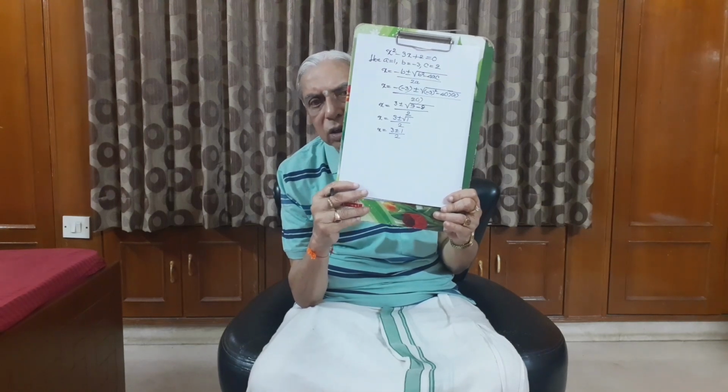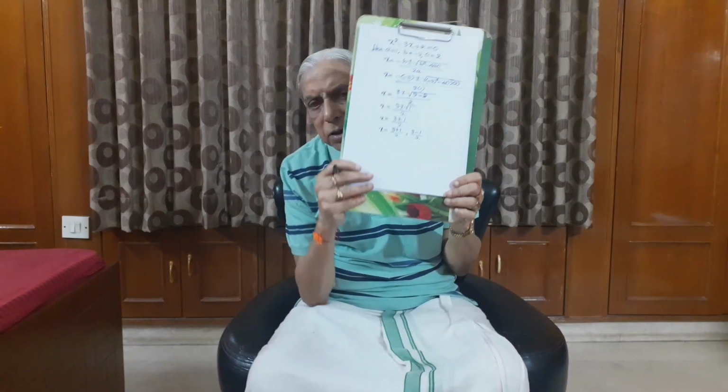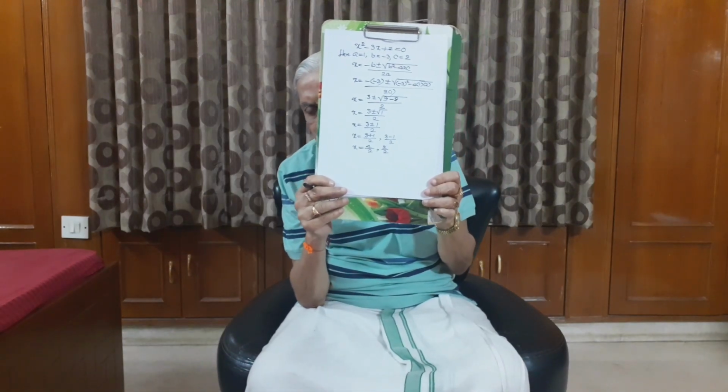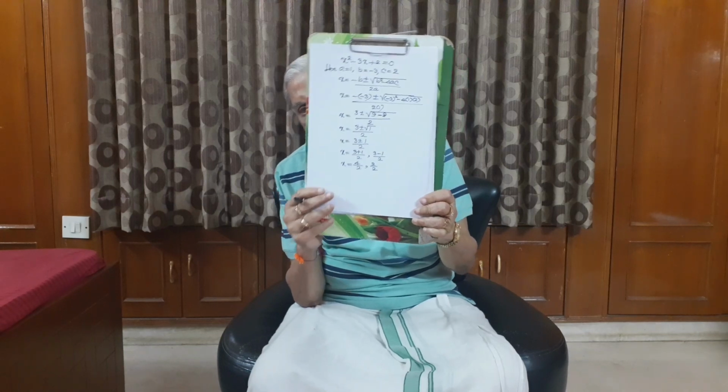There are two roots. Separate them. X is now equal to 3 plus 1 by 2, or 3 minus 1 by 2. They are the separate roots. Simplify further. X is equal to, what is 3 plus 1? 4, 4 by 2, or 3 minus 1 is 2, 2 by 2, 1. Simplify further.